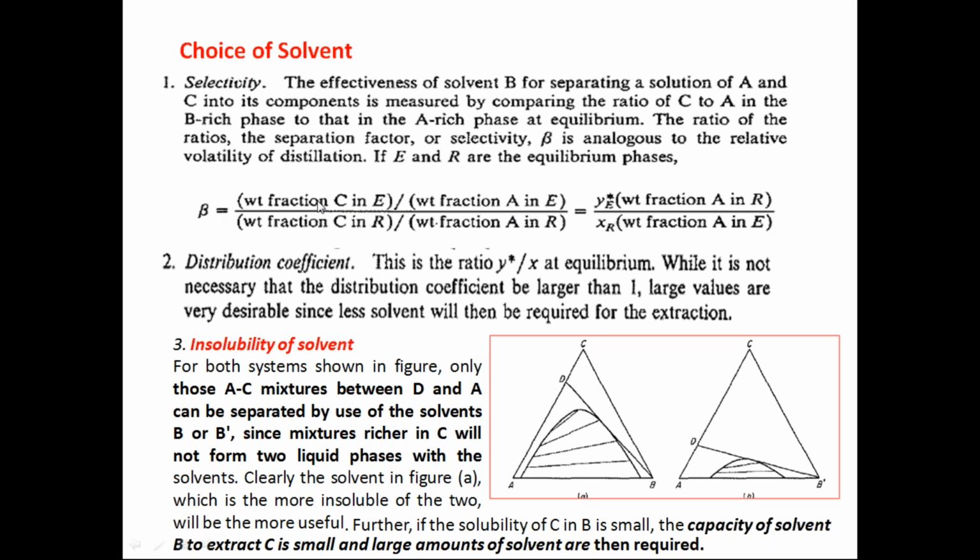So this beta is the ratio of the compositions of the solute in the extract phase as well as in the raffinate phase. That can be simplified in this fashion: Y star by XR, because these two are in equilibrium, and weight fraction of A in R divided by weight fraction of A in extract. If you take this one, then the beta, that is the selectivity, can be estimated.